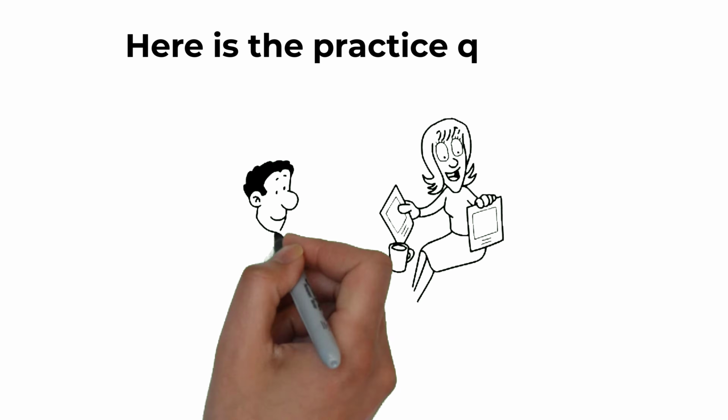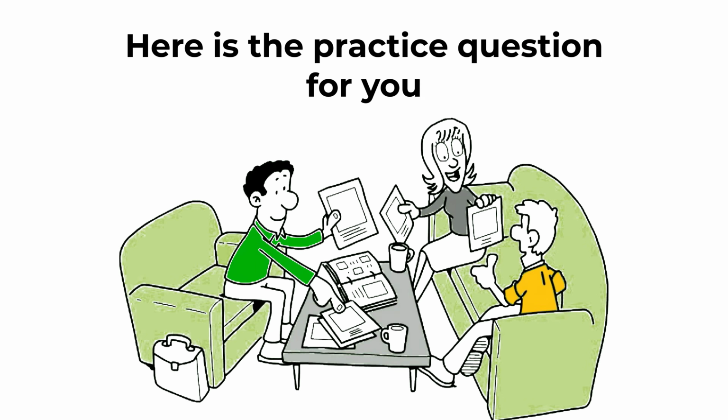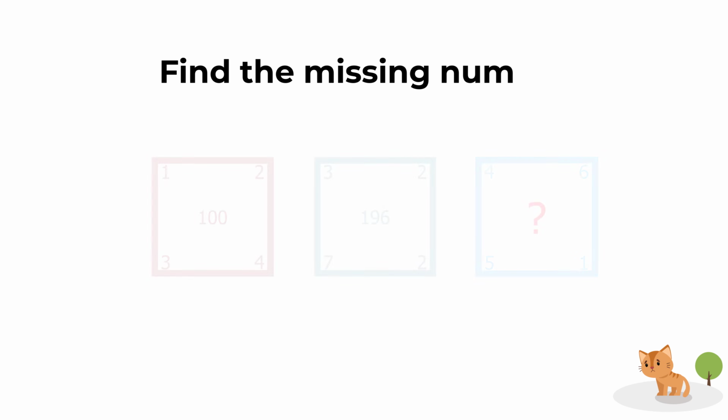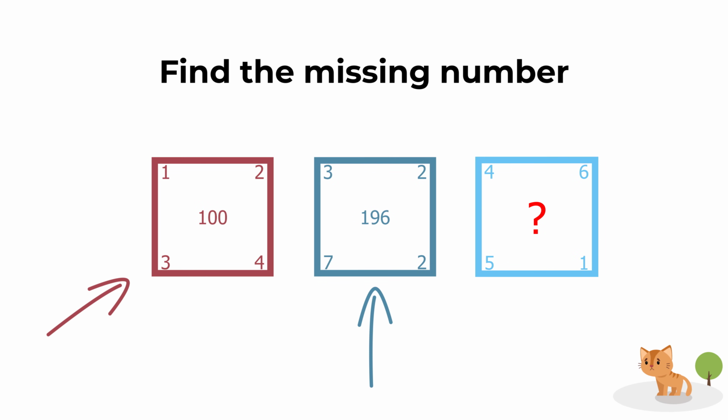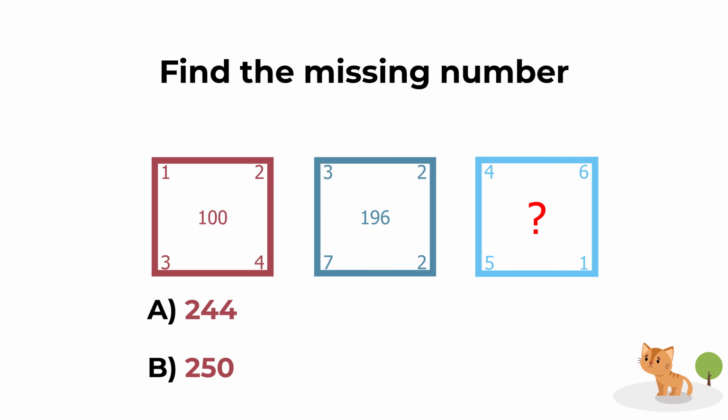Here's the practice question for you. You're presented with 3 squares. Each square has numbers in the corners and also has numbers in the middle. The 3rd square has number in the middle missing, and you need to calculate the missing number. You have 4 different choices. Choice A, 244. Choice B, 250. Choice C, 256. And choice D, 262.